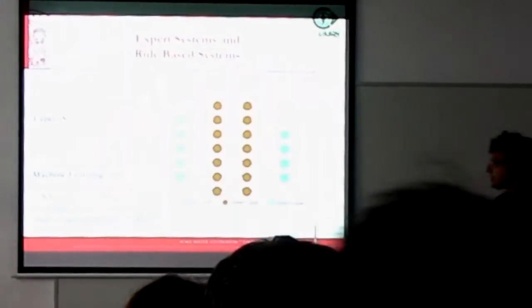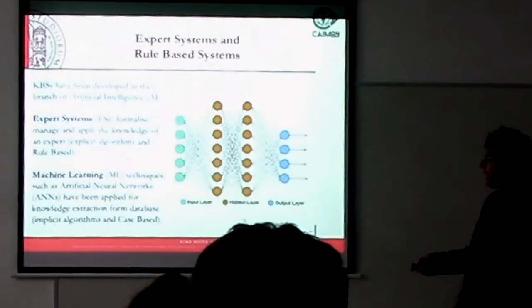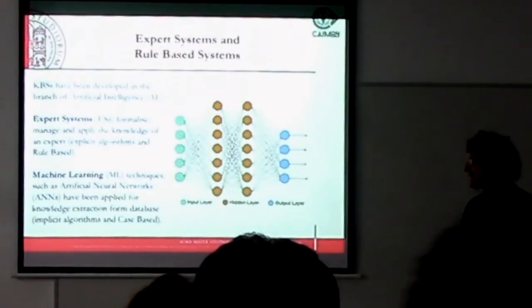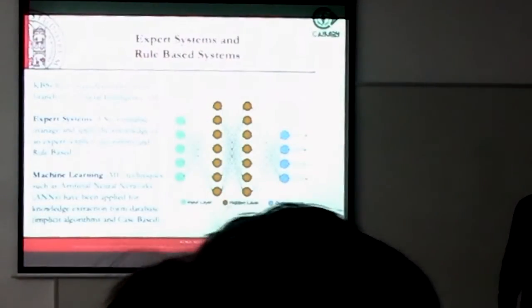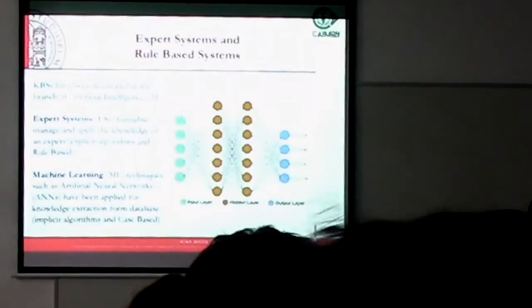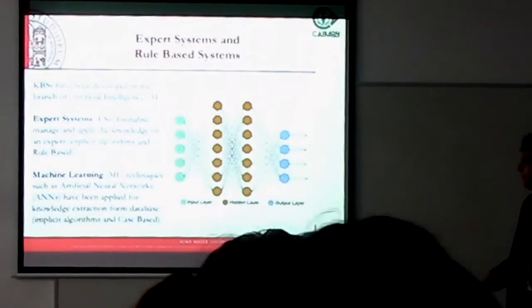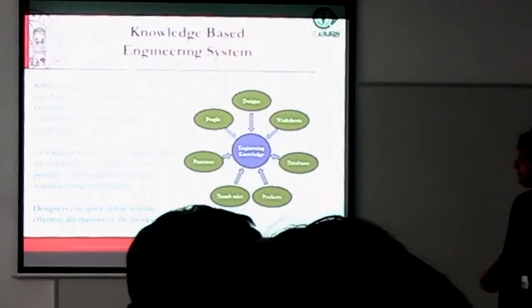Machine learning techniques such as artificial neural networks, for example, have been applied to realize knowledge extraction from databases. It means a case-based system that needs an experimental activity before its implementation. Today, machine learning is, of course, very important.